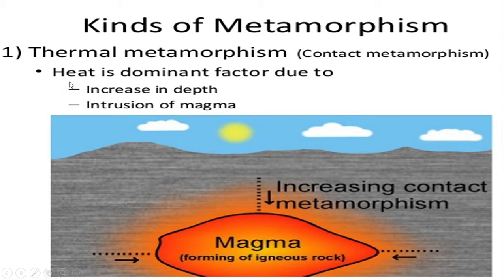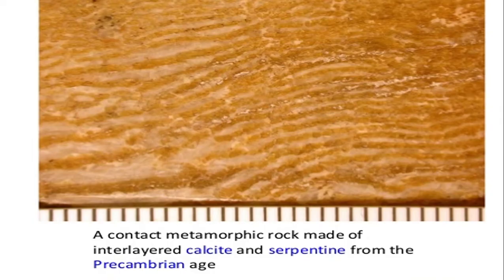When heat is dominant in this magma, it is an igneous forming rock. It is a dominant factor to form a metamorphism. So it is due to the increase in the depth and intrusion of magma. So when that happens, thermal metamorphism will be formed. So we have here some example. A contact metamorphic rock made of interlayered calcite and serpentine from the Precambrian age.